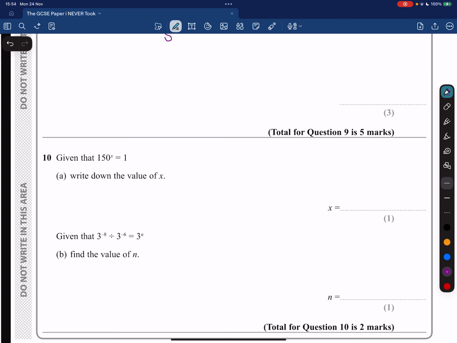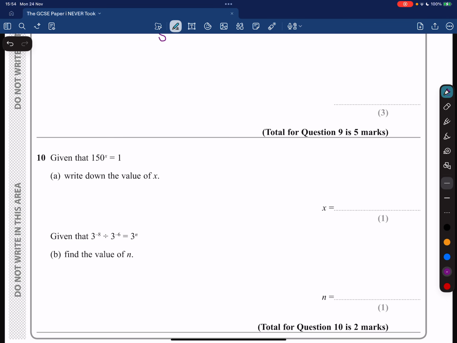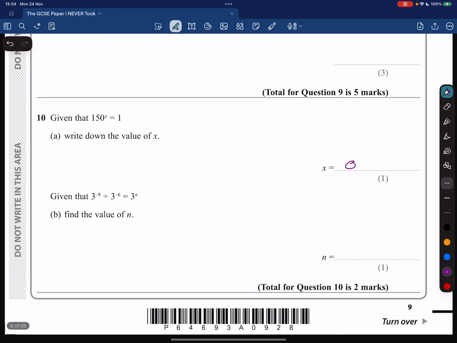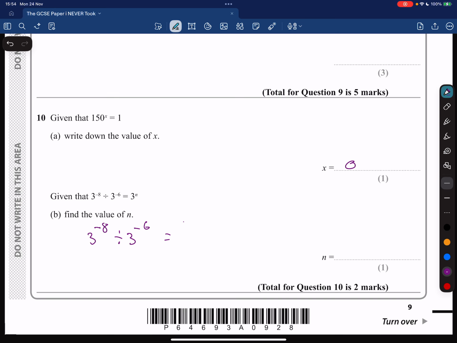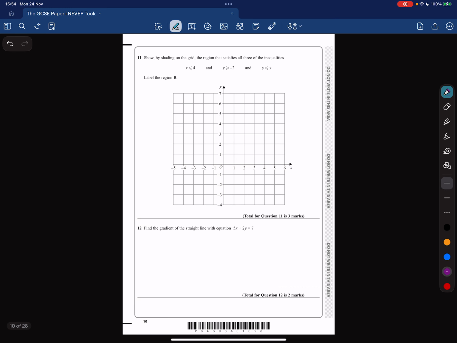Okay. Given that 15 to the power of 0 is equal to 1, you just need to understand that. Find the value of n. So we have 3 to the minus 8 divided by 3 to the minus 6. That is 3 to the minus 8 times 3 to the 6, which is equal to 3 to the minus 2. Yep, this is minus 2. Cool.